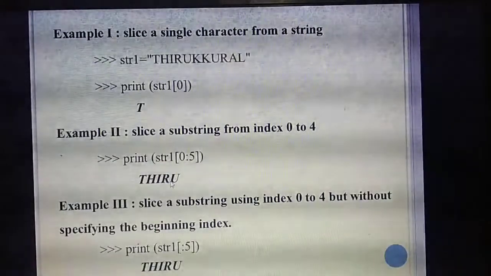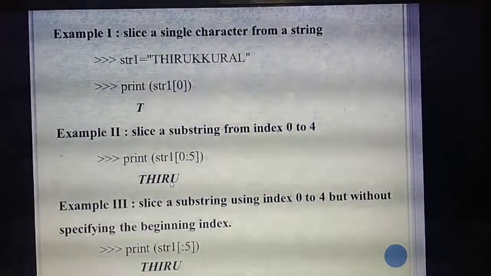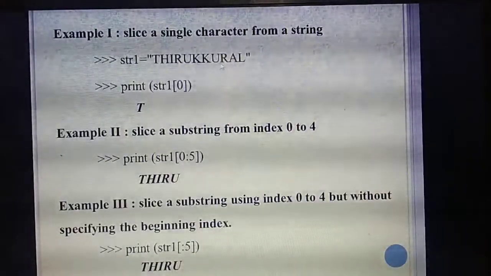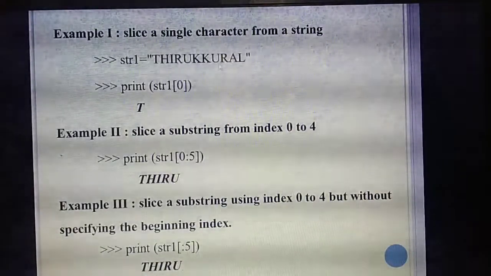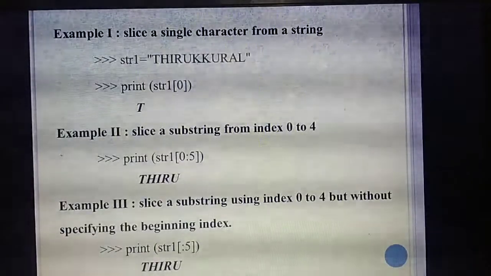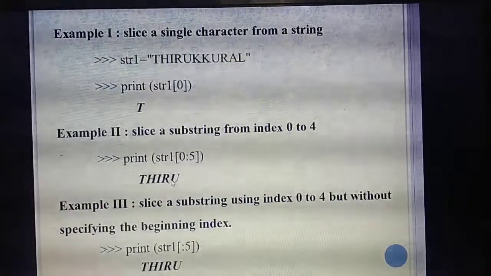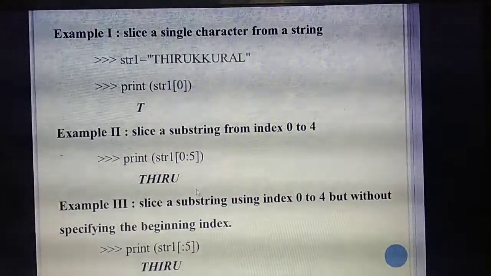Okay. What string will you get at the output? That string we are calling a substring. So the string from which you are slicing, that we are calling the main string. So Tirukural is the main string, and this is called the substring. Understand? So next thing, the next example is also the same.